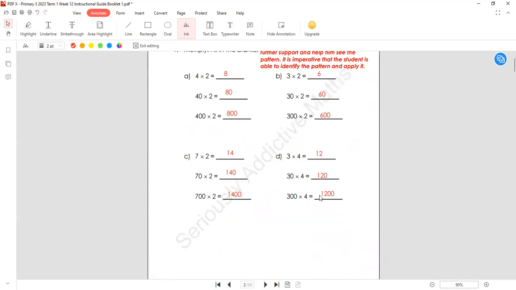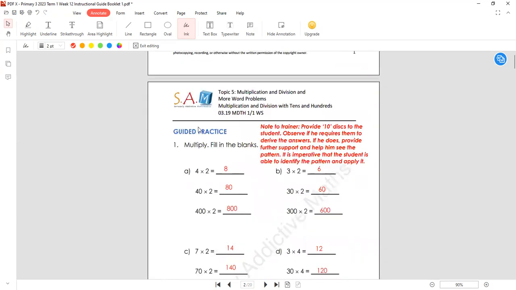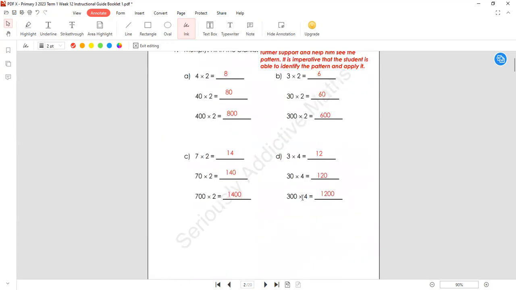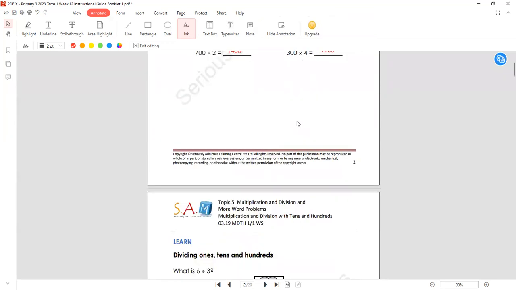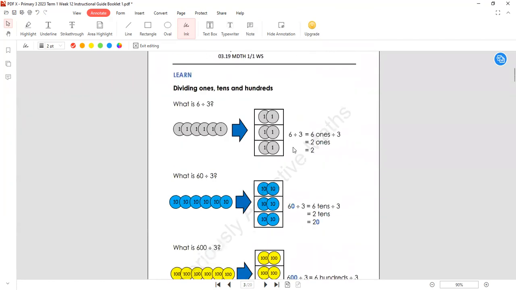After that, I would like you to get them to do guided practice on their own. Watch that they have understood the idea, and familiarize themselves with this way: put the zeros aside, multiply the ones, and then put the zeros back.